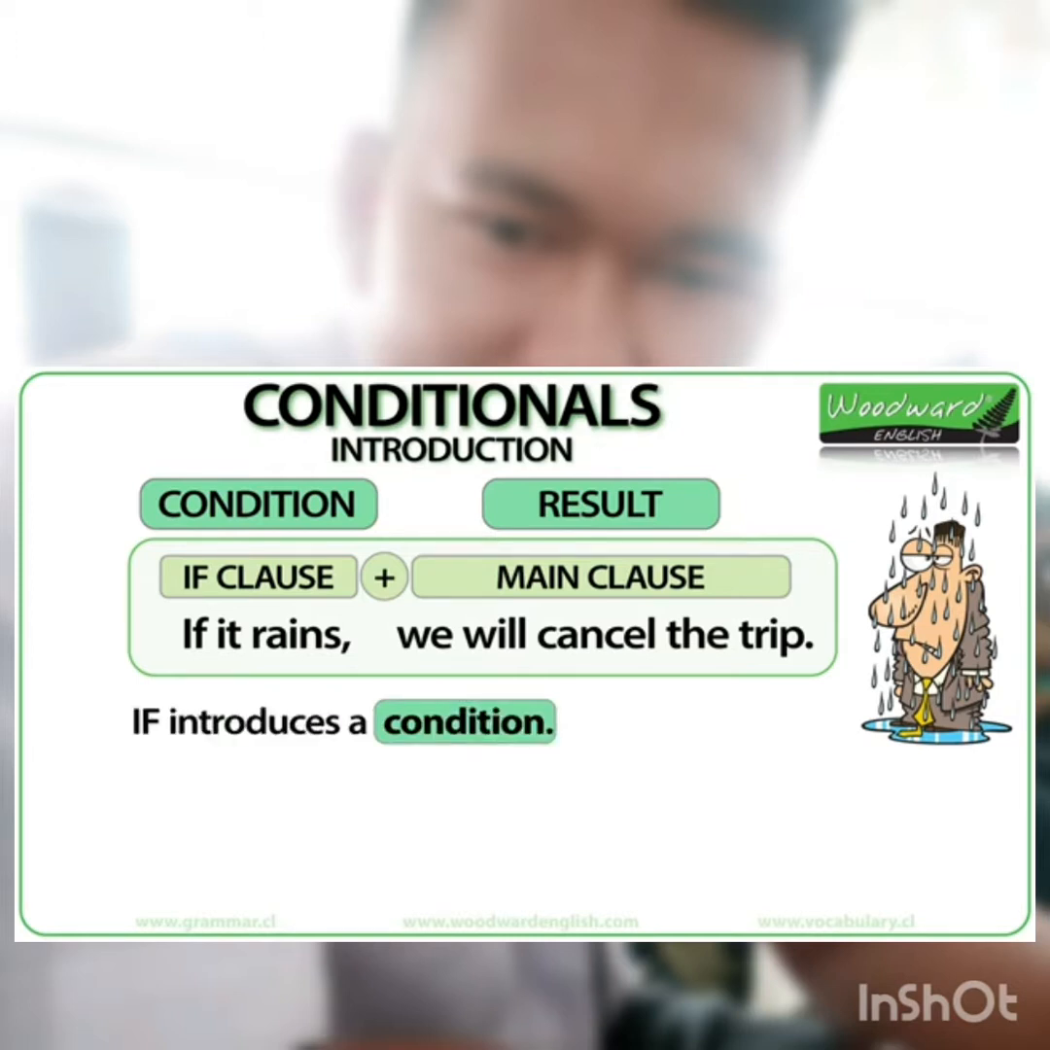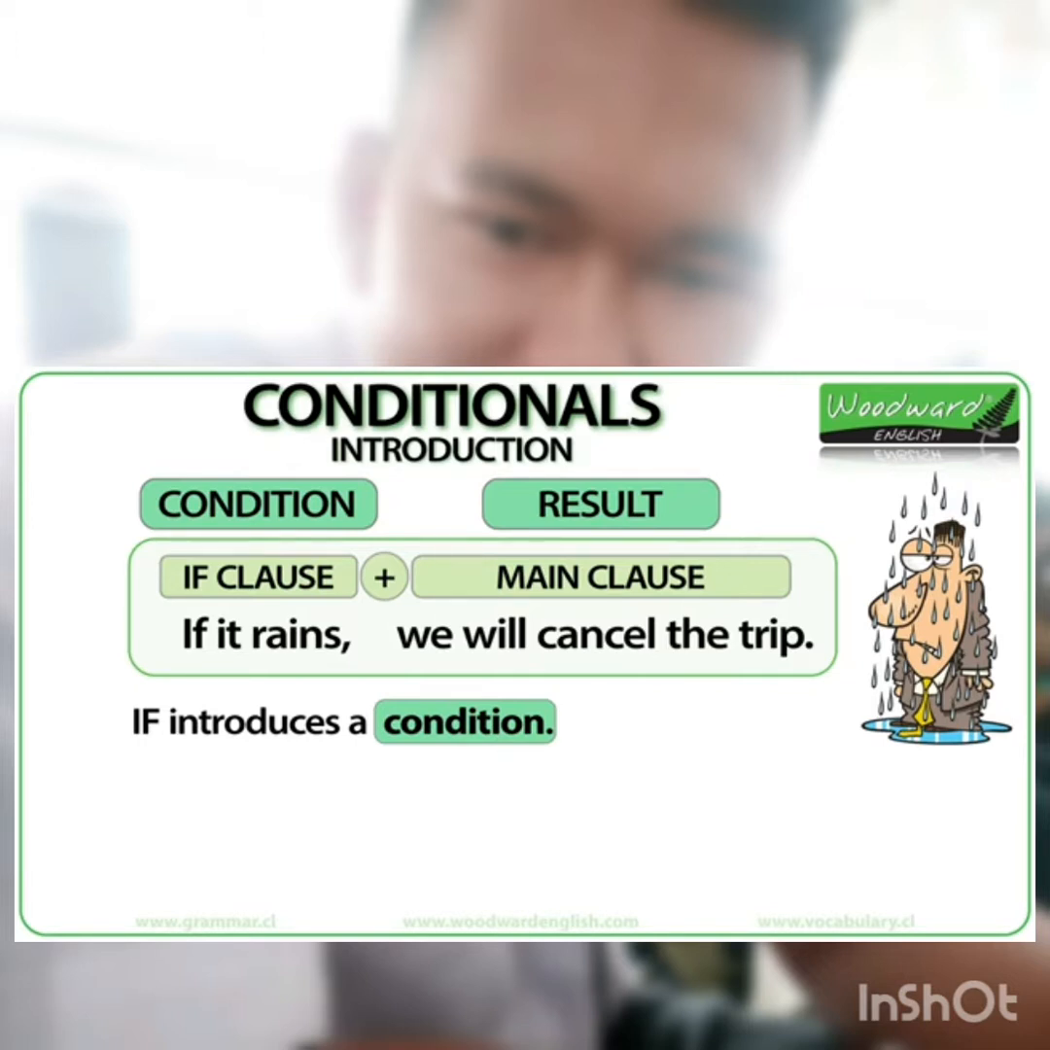The word if introduces a condition. This is something that may or may not happen, depending on the circumstances. We don't know exactly if it is going to rain, so we say, if it rains. And what is the result of this condition? We will cancel the trip.